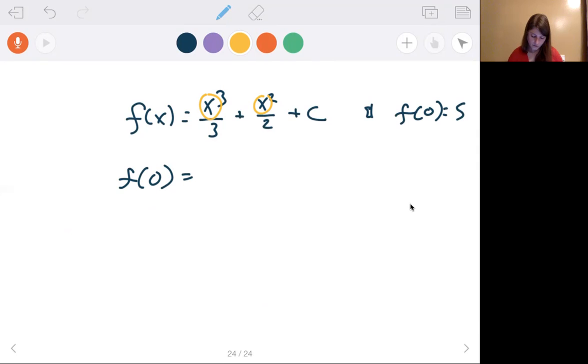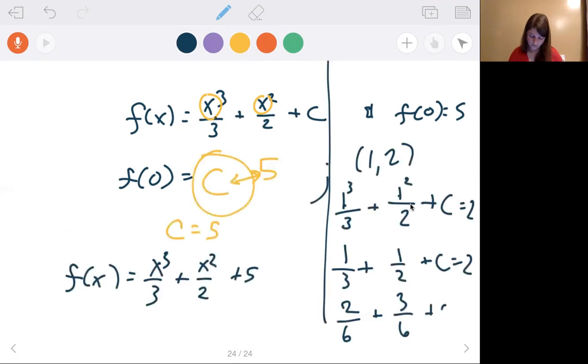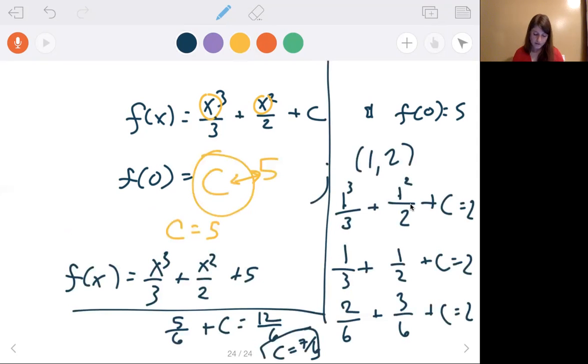So think about 1/3 is 2/6, 1/2 is 3/6. So this is really telling me that 5 over 6 plus c is going to give me 2. I could represent that 2 as 12 over 6. So it looks like c should be 7/6. Okay, so in that case, we would have the same base function, x cubed over 3 plus x squared over 2 plus 7 over 6. Again, this was using, instead of 0, 5, using 1, 2.